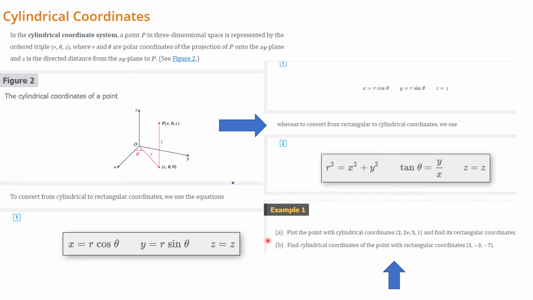Now here's an example for you to consider. Part A: plot the point with cylindrical coordinates 2, 2 pi over 3, 1, and find its rectangular coordinates. And part B: find cylindrical coordinates for the point with rectangular coordinates 3, minus 3, and minus 7. You know what to do. Let's see how you did.